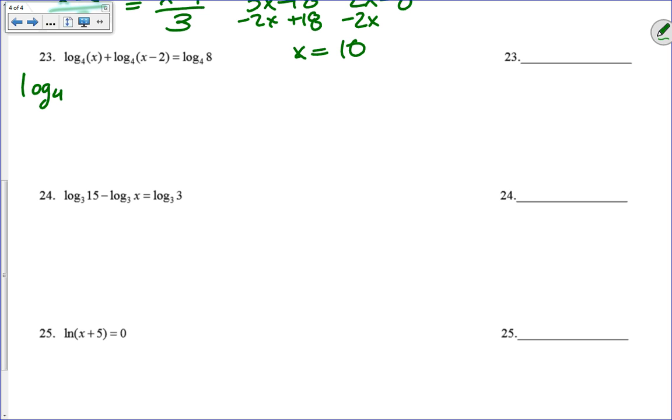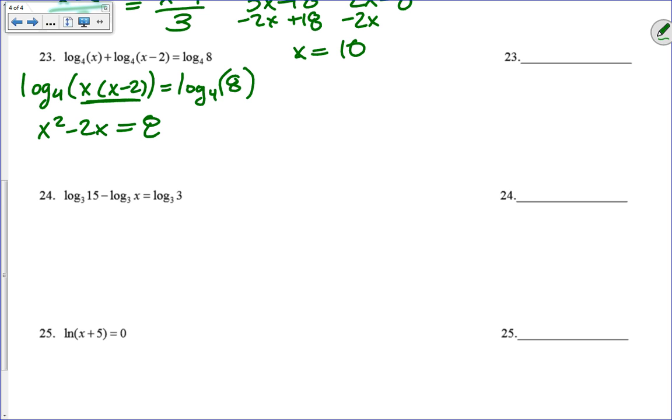So log base 4 of x times x minus 2 equals log base 4 of 8. So now I can take what's in my parentheses and set them equal to each other, solve for x. So we need to do what with this, though? Distribute that x through, right? x squared minus 2x is equal to 8. What type of equation do we have? Quadratic, and we can hopefully do what? Factor it, and we need to first set it equal to 0.